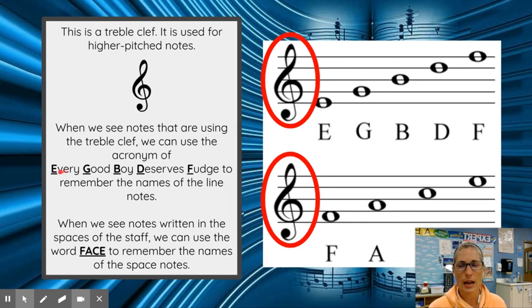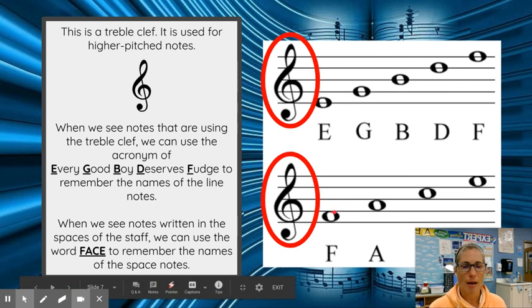Each one of those first letters is the same as the notes in the treble clef. If we look at just the spaces, we have F, A, this is a C, I see my picture is in the way, and this is an E. So this actually spells the word face, and face rhymes with space. That should help you remember that word, F-A-C-E.